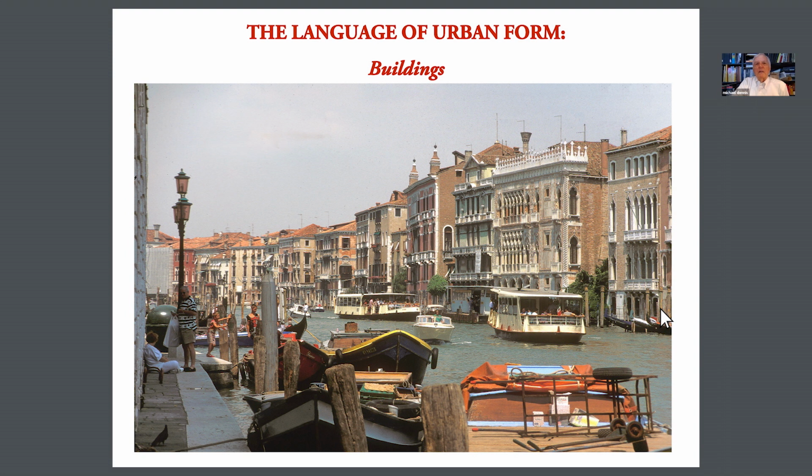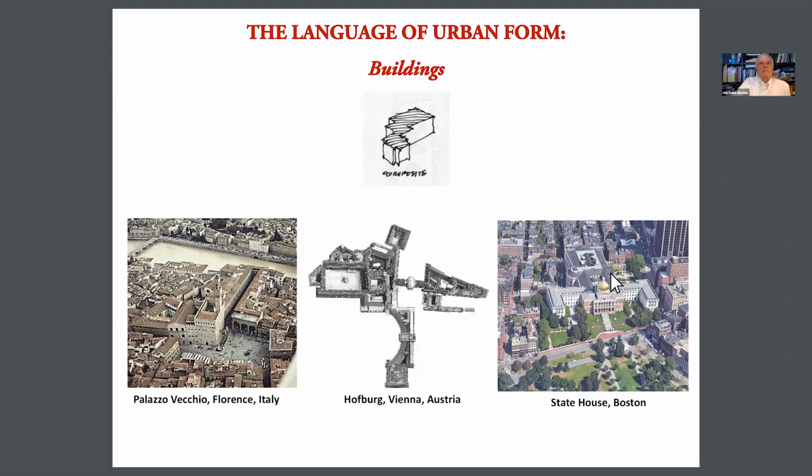And I have arguments with a friend of mine about this, but the buildings don't actually have to touch. It's usually better if they do, but here's a scene of the Grand Canal in Venice where the buildings do not touch, but they're close enough that you get the identity of the street. You can read the street, in this case, a canal, and it functions equally well to define the public spaces of the city.